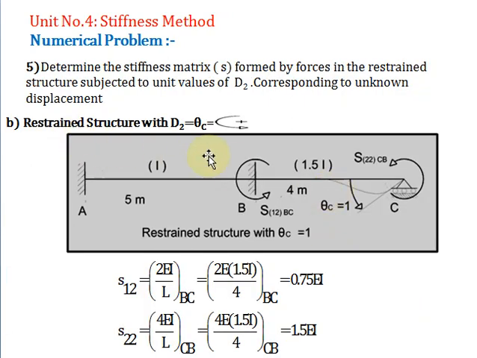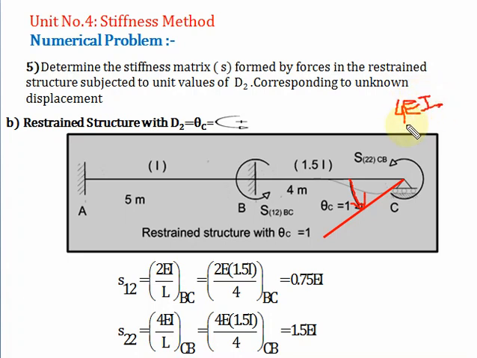Okay, now the next step is to apply the unit rotation at support C, that is theta c equal to 1. In which direction is this applied? In the anti-clockwise direction. When we apply this unit rotation at support C, a moment will be induced, and that moment will also be in the anti-clockwise direction. What will that value be? That value is 4 EI upon L.